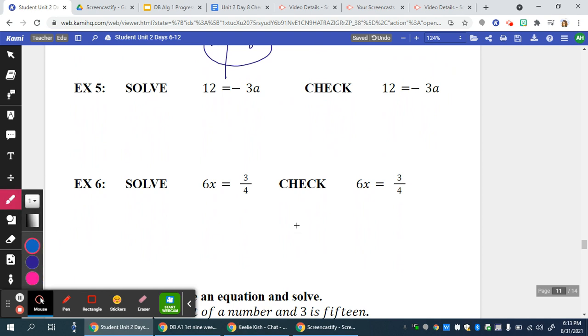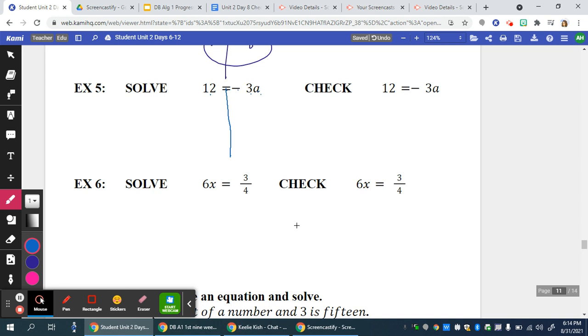Light blue this time. Solve 12 equals negative 3a. Doesn't matter that it's a different variable. X, A, T, Q, they're all the same thing. Doesn't matter that A is on the right side. They are the same thing. I could rewrite this as negative 3a equals 12. Do I need to? No. I just isolate the variable on the other side if I need to.